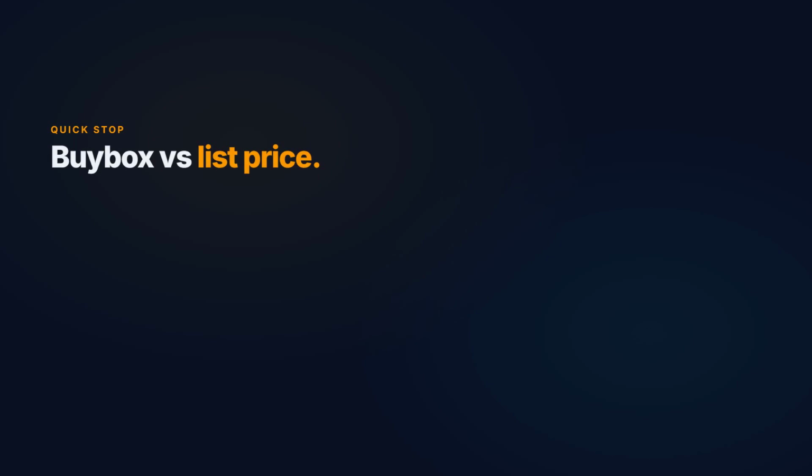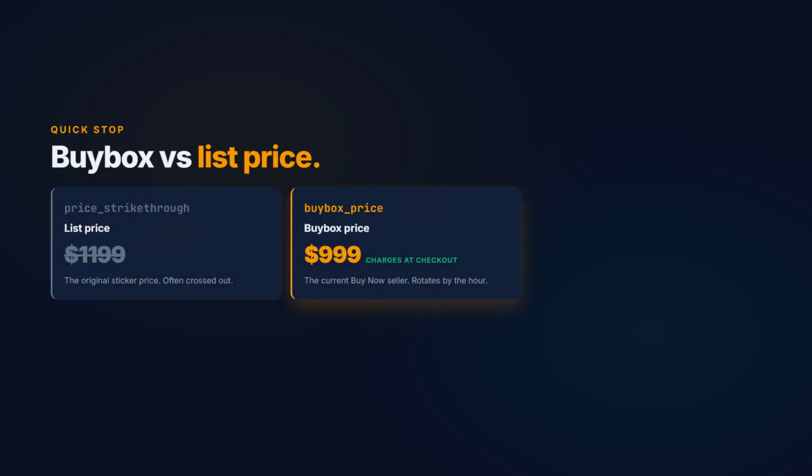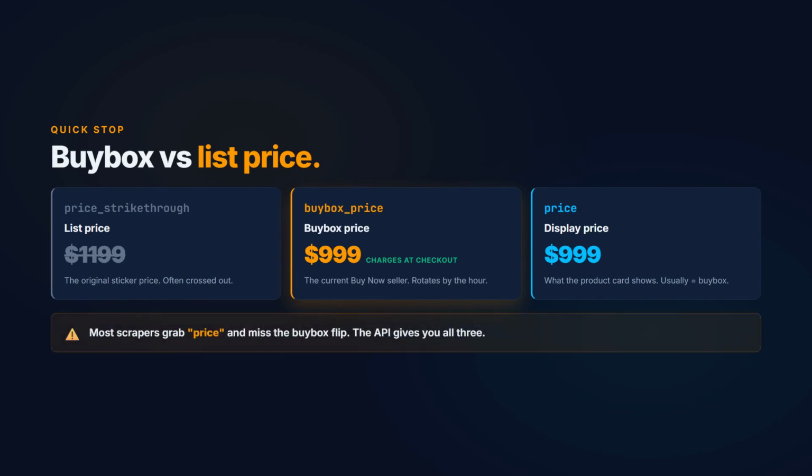Quick clarification on the Buybox, since this is where most price scrapers go wrong. When you visit a product page, the price you see is the Buybox price. That's the seller who currently wins the Buy Now button. It rotates between sellers, sometimes multiple times a day. The list price is the original sticker price. The Buybox price is what charges at checkout, and the API gives you both.